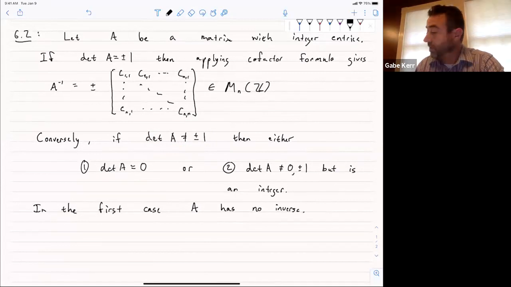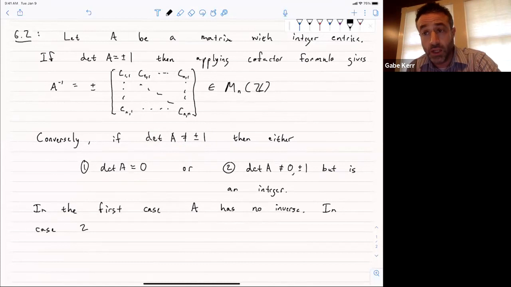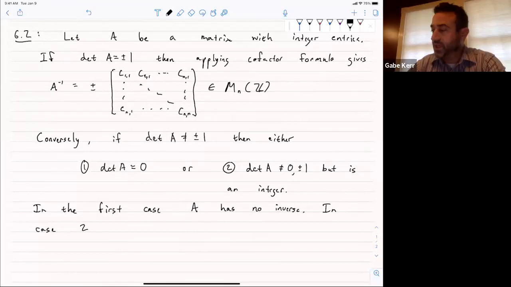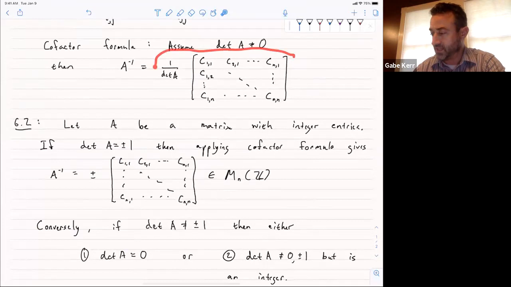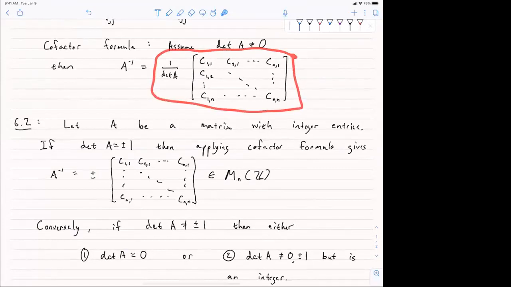Okay. In the second case, case 2, what do you know? Well, if the determinant of A is not equal to 0, it does have an inverse by what was said above. But appealing to this formula is going to be very unpleasant. I would not appeal to this formula at this point.